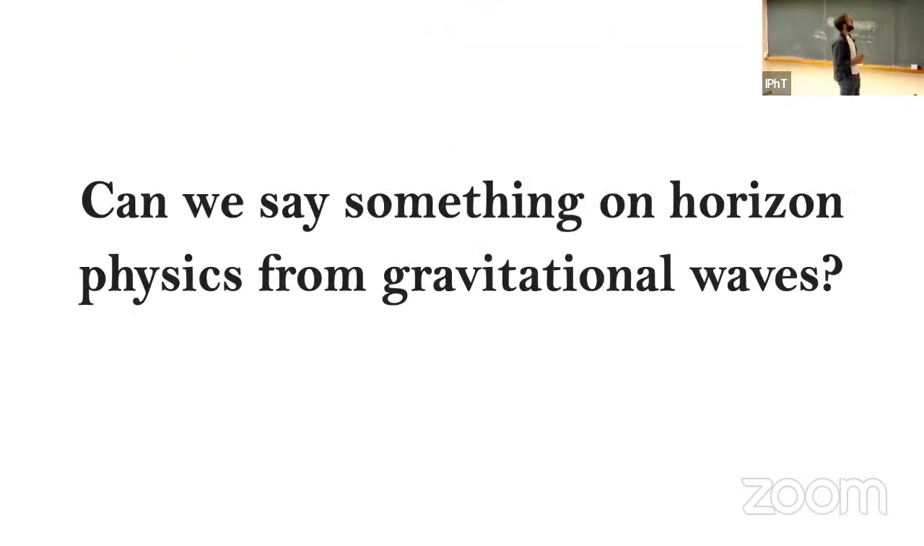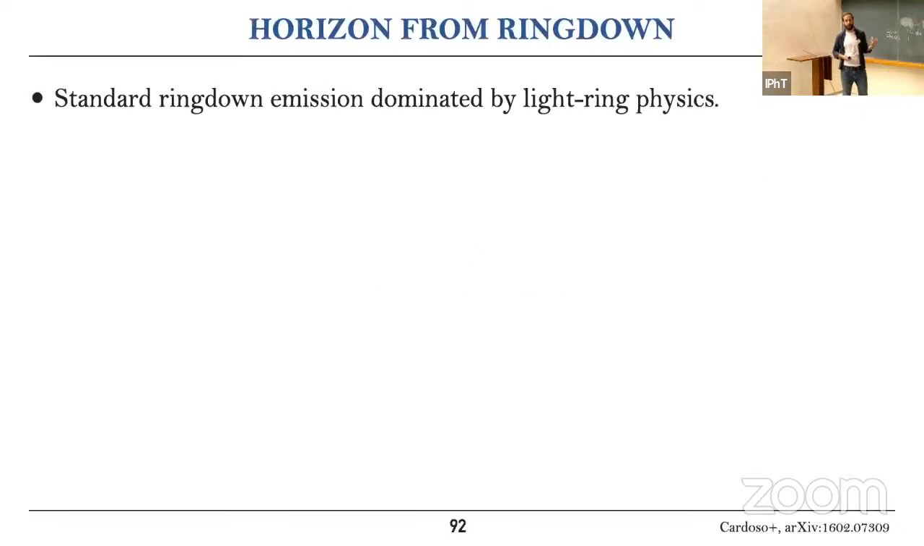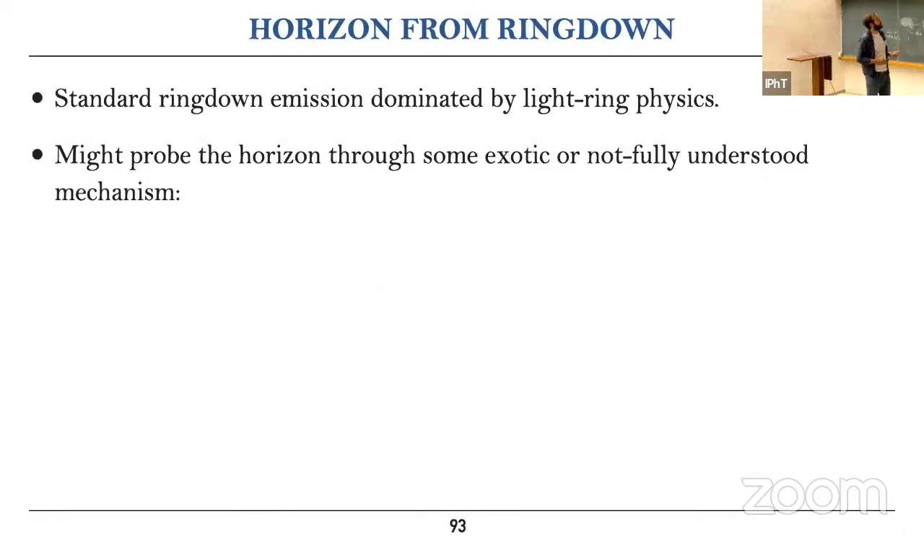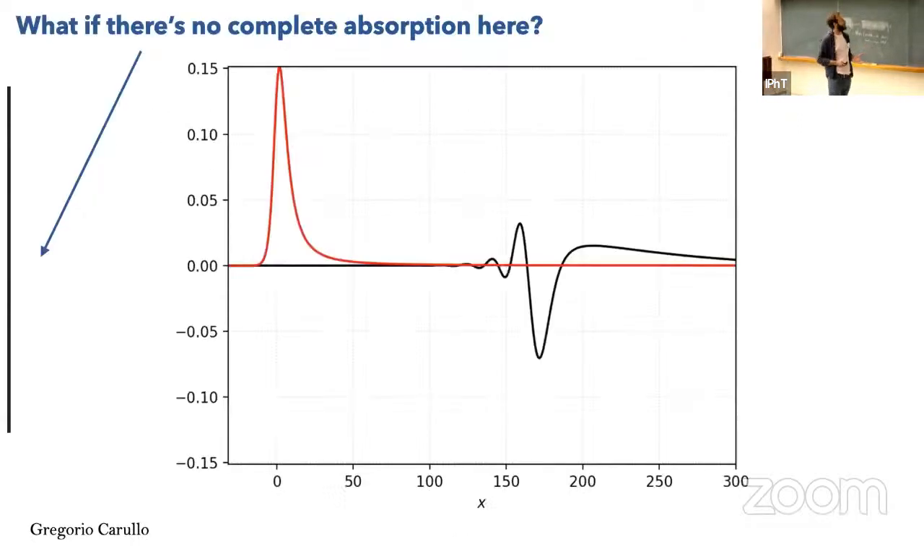Okay. Right. So in the last 9 minutes, I will briefly discuss ideas about how we can access horizon physics from gravitational waves. Because you all know that the Ringdown is an expression of the light ring structure, of the peak of the potential, and not a lot of the horizon. So you need something exotic to probe horizon physics.